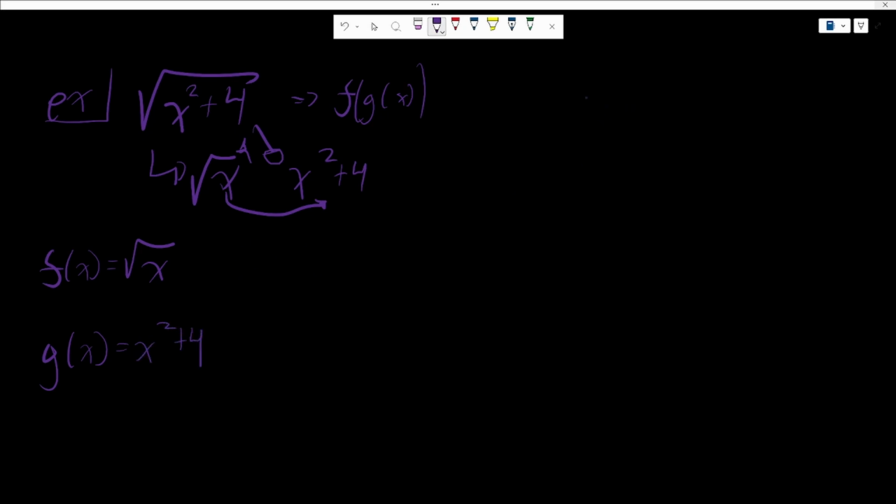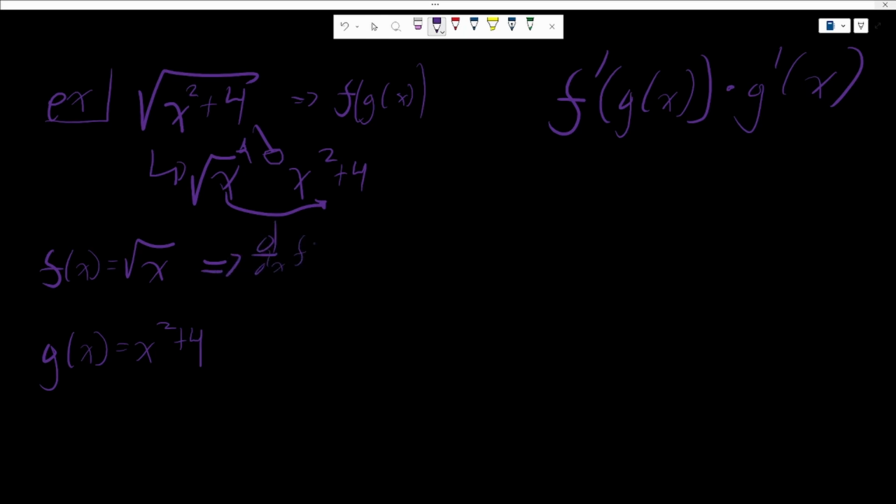So let's write our chain rule again. We'll have the derivative of our f of x evaluated at g of x, multiplied by the derivative of g of x. So let's just work linearly. We'll have f of x is equal to square root of x, which is x to the 1/2 power, and we use our power rule to get 1/2 x to the negative 1/2 power. And rewriting that, we'll have 1 over 2 square root x.